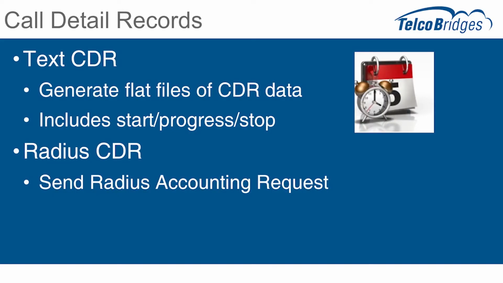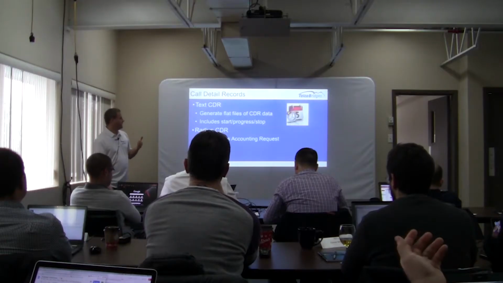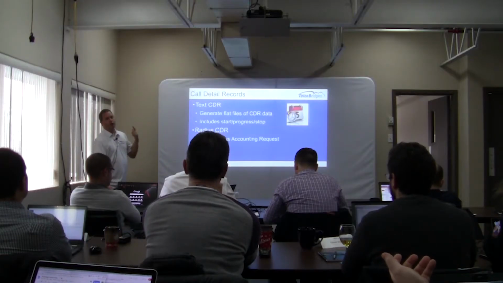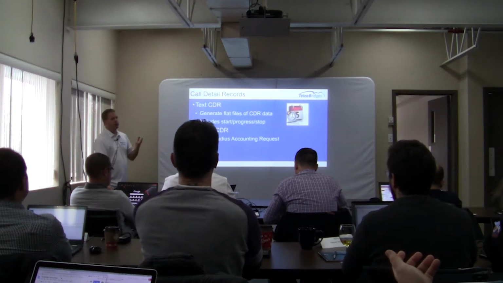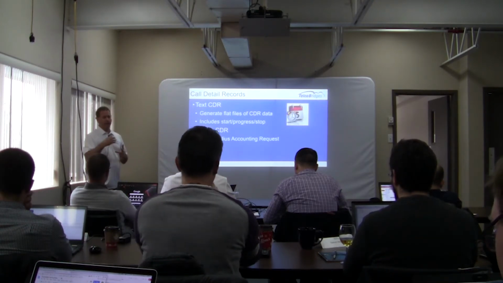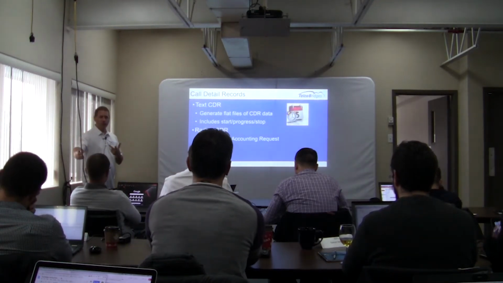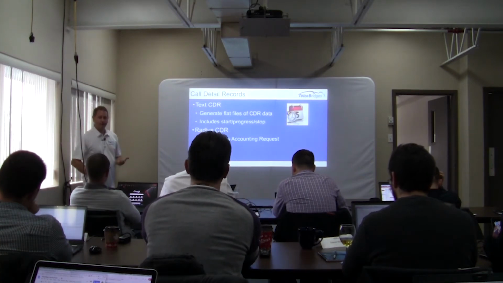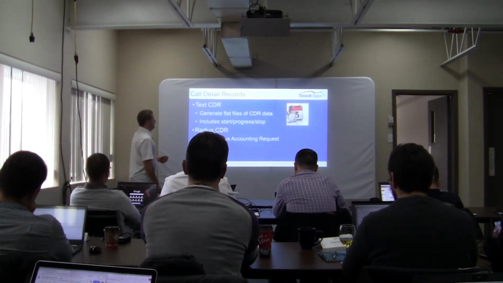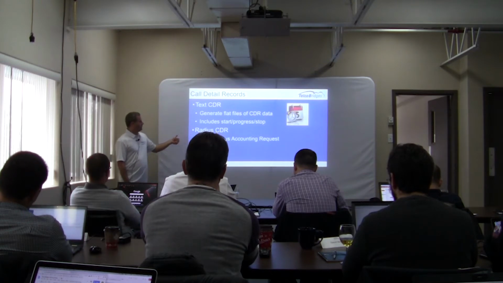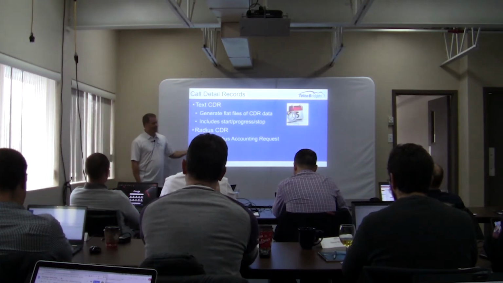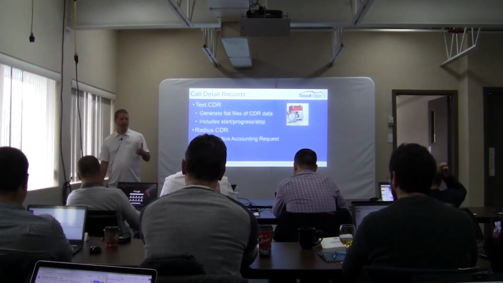The text CDR generates flat files of data. And you have three things that you can have: either a start entry, a stop entry, or some customers also add progress. So progress will be, every X amount of time, we'll put another CDR entry for that call. Okay. For RADIUS CDR, we will send RADIUS accounting requests for, again, start and stop.